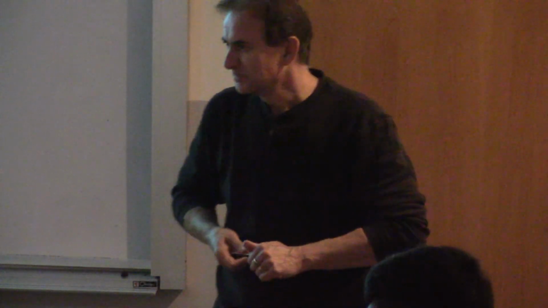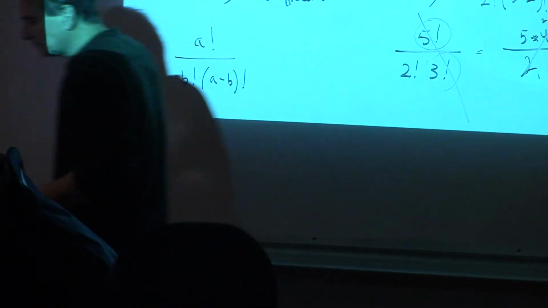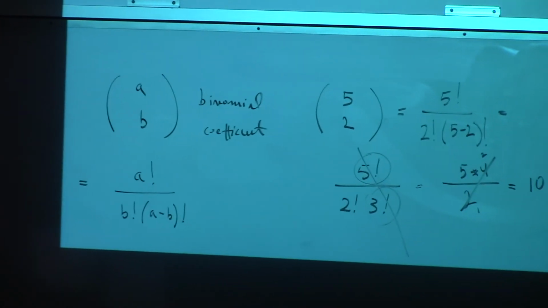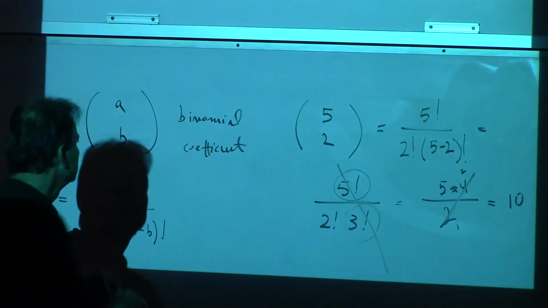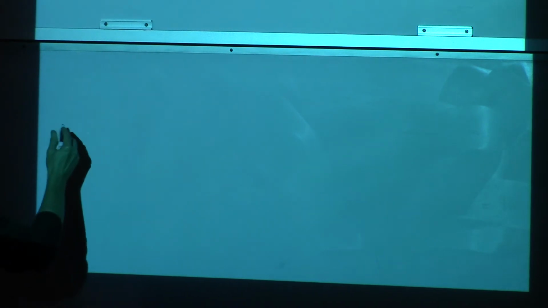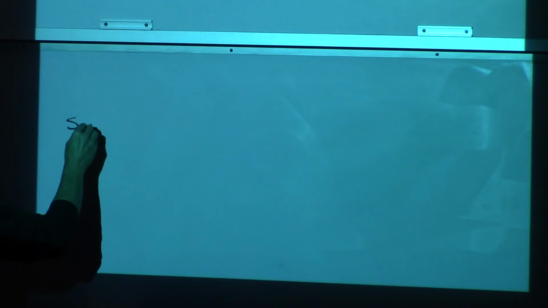Does that make sense? Okay, so it can be very, very useful, and we'll come back to binomial coefficients, because they're very, very useful. So we know that S of 4 is what?